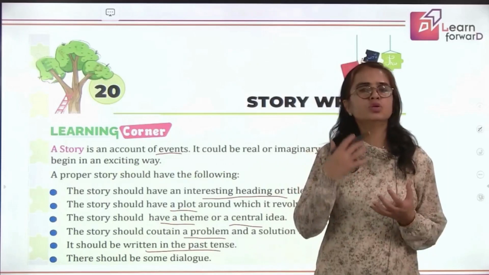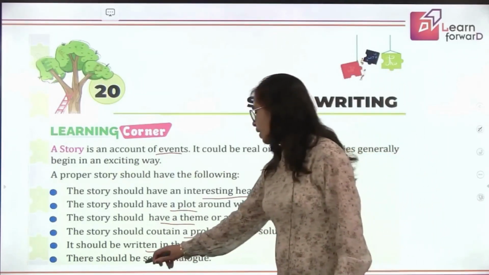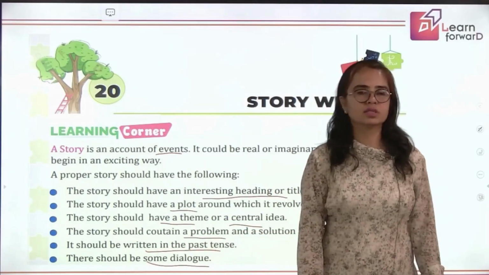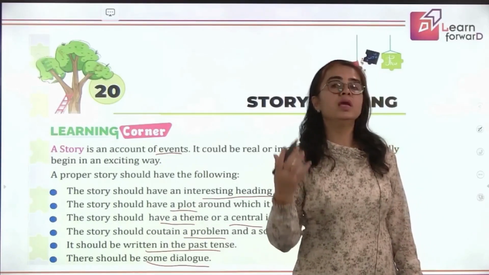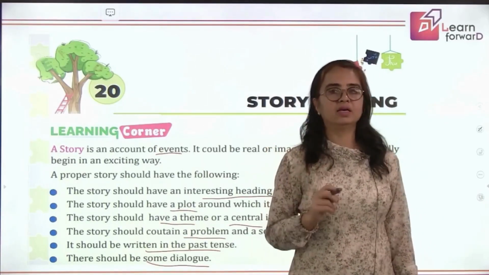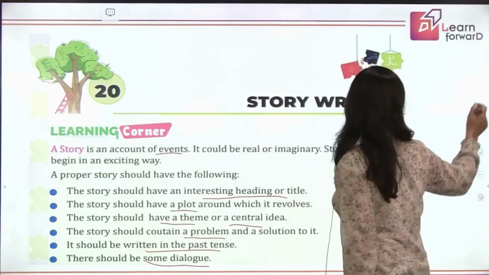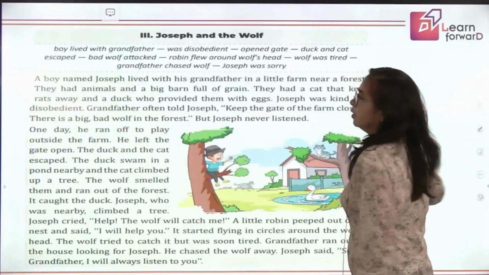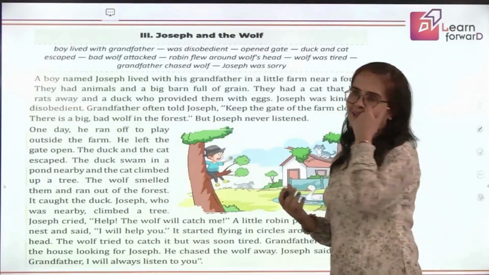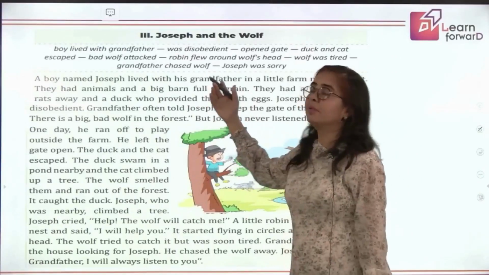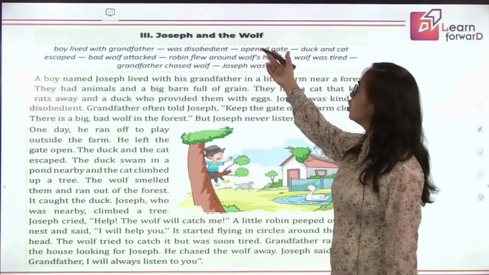To make your story more interesting, you can add some dialogues there, like the narration should be in the form of direct speech at a few places, just to give it a spice, you can say, right? So we have some example here for you. We have a story on Joseph and the wolf.